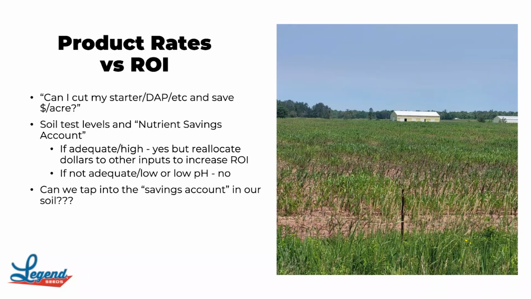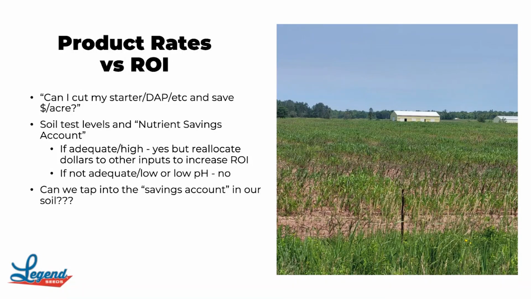So this is the question I've been getting. Can I cut my starter? Can I cut my 10-34-0? Can I cut my DAP? Can I cut my MAP? You name your phosphorus source, to save dollars an acre. The first thing I'm always going to say is soil test levels, soil test levels, soil test levels. I can't give anybody a blanket number on what we should be doing without looking at it. You really have to look at your soil.